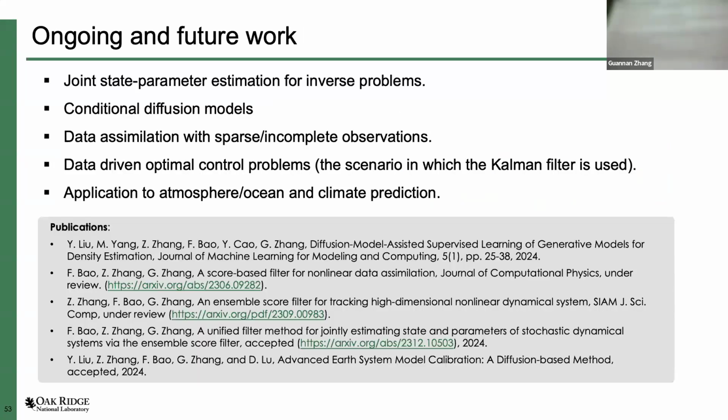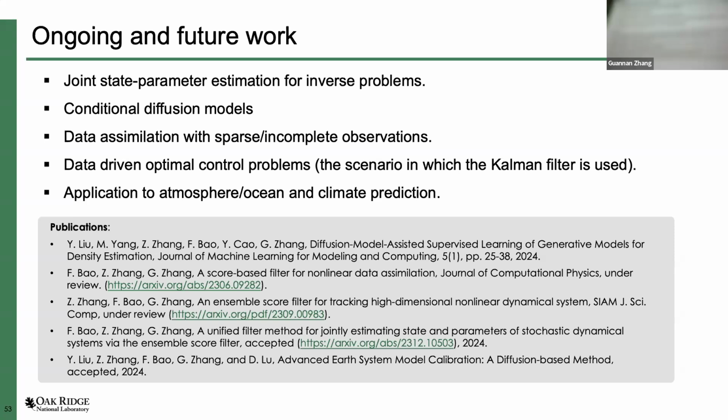Okay, so I think that's about it. So basically, we propose those diffusion models. We start with the training-free diffusion model for supervised learning to generate samples of a static distribution, and we extend that to the Bayesian inference setting, and then to the conditional diffusion, conditional probability setting, and then finally to the recursive Bayesian, which is the data simulation setting. And we see good performance so far.